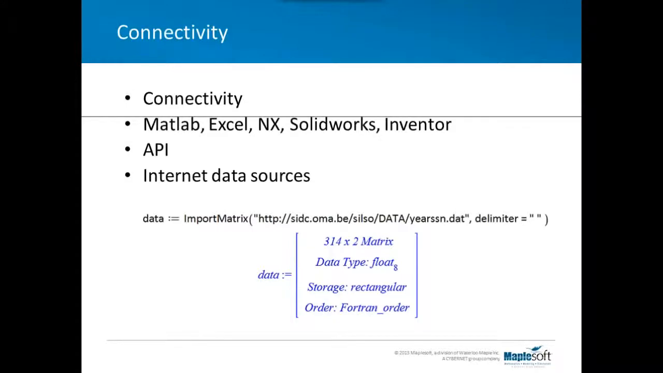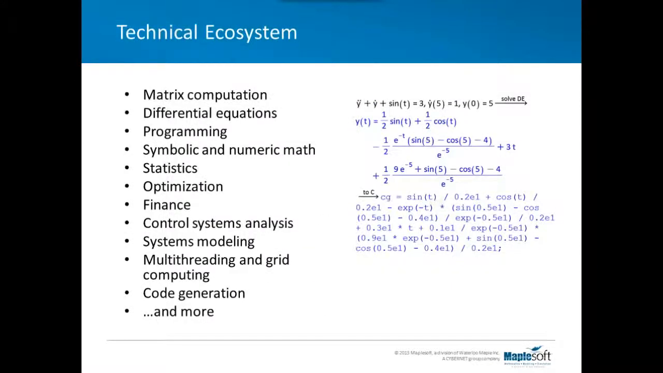Now, all of that is in context to the other Maple tools for optimization, matrix computation, solving differential equations, finance, control systems analysis, systems modeling. We've also introduced technology for automatically parallelized computation and code generation as well. So this is a screen grab of some Maple equations. It's a differential equation written in dot notation. Using Maple's context-sensitive menus, I can solve the equation symbolically and then convert the result to the C language description.